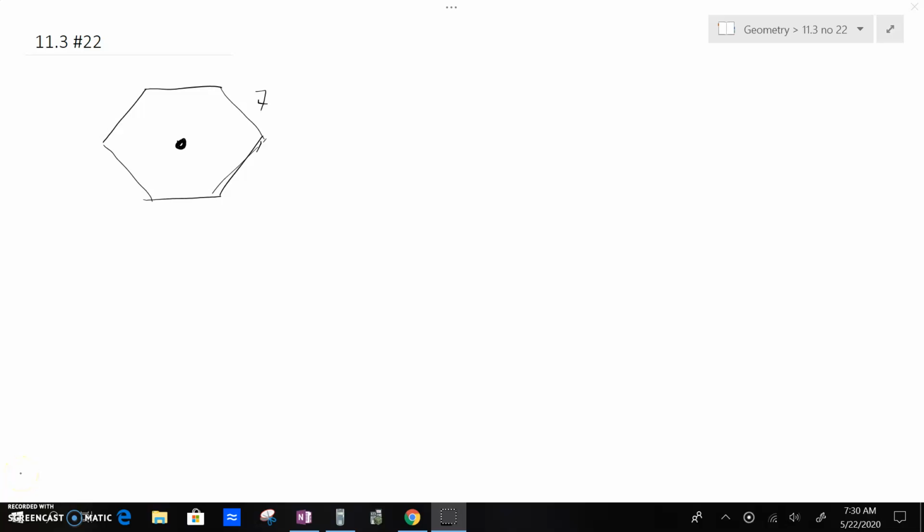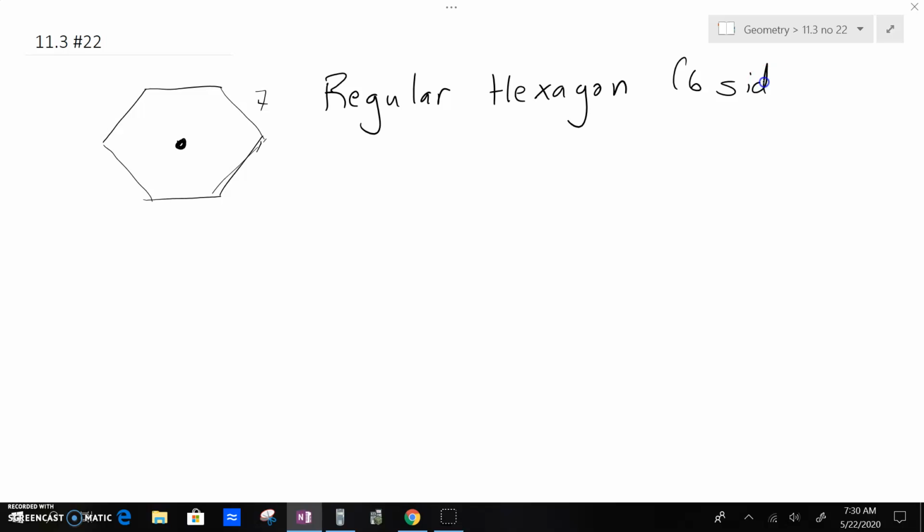Okay, this is question number 22 from the 11.3 homework, and I just free-handed it instead of going in and cutting and pasting, but it's a hexagon, so it's a regular hexagon, and that means it has 6 sides. And the only thing they give you is that one of the side lengths is 7, and that's it. And if it's regular, that means all the side lengths are 7.